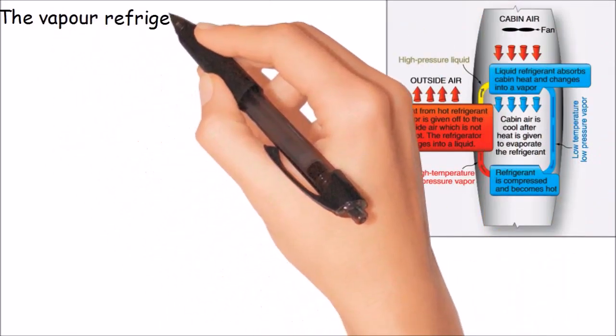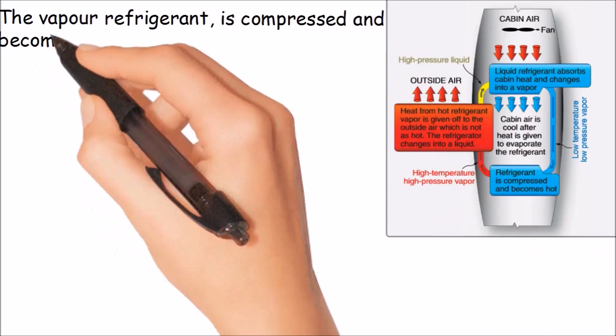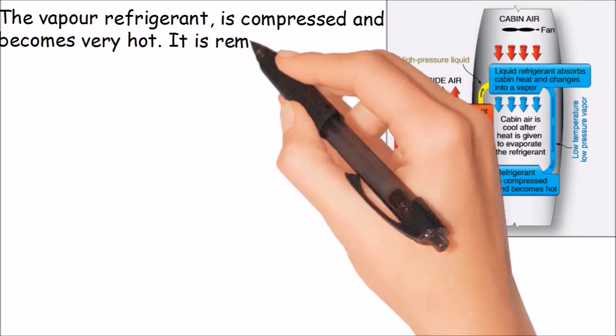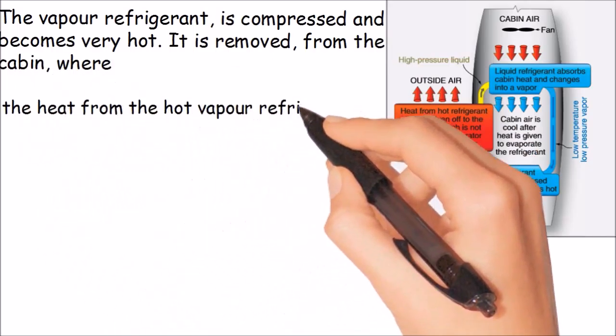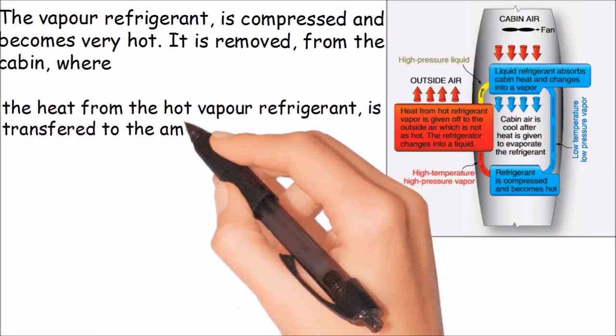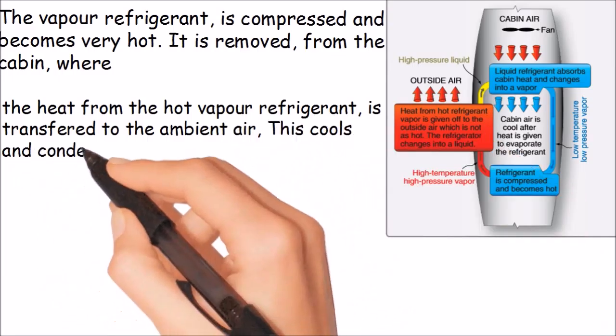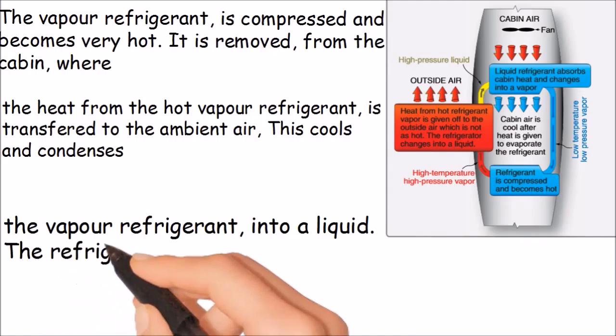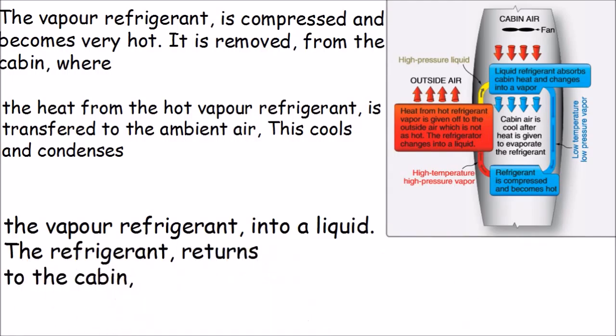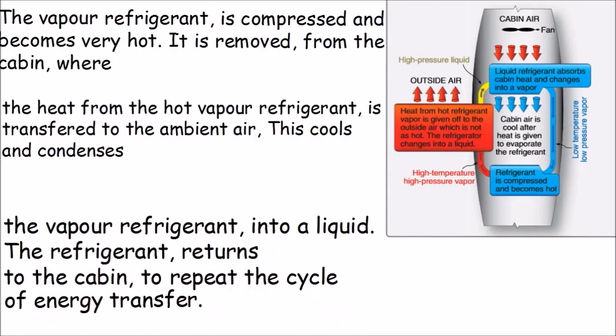The vapor refrigerant is compressed and becomes very hot. It is removed from the cabin, where the heat from the hot vapor refrigerant is transferred to the ambient air. This cools and condenses the vapor refrigerant into a liquid. The refrigerant returns to the cabin to repeat the cycle of energy transfer.